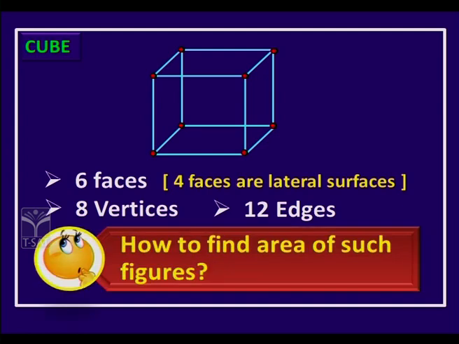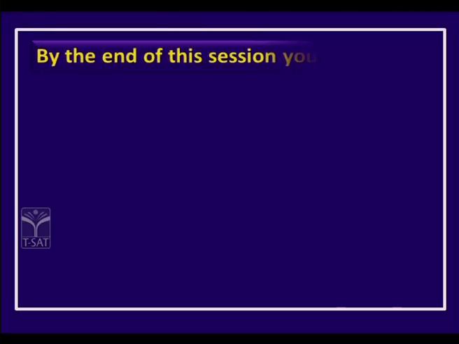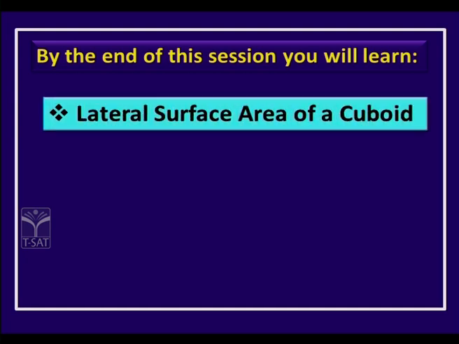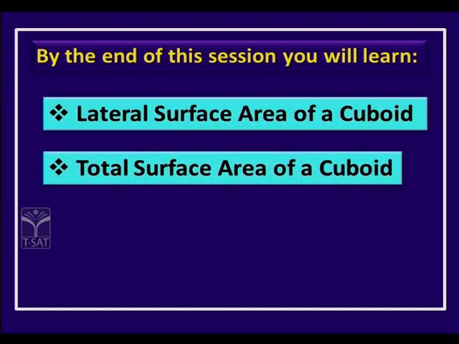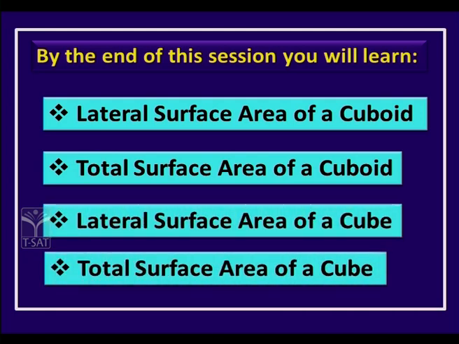But children, do you know how to find the area of such figures, that is cube or cuboid? So today in our topic, that is surface area and volume part 1, we are going to learn more about the areas of these 3D objects. Got it children? So by the end of this session, you will learn lateral surface area of a cuboid, total surface area of a cuboid, lateral surface area of a cube and also total surface area of a cube.